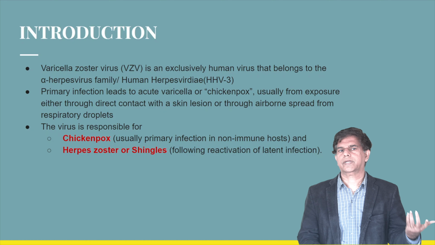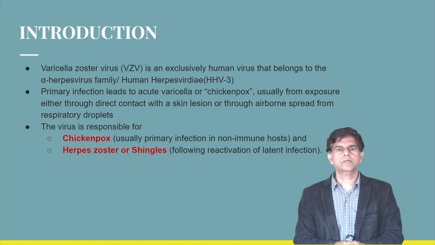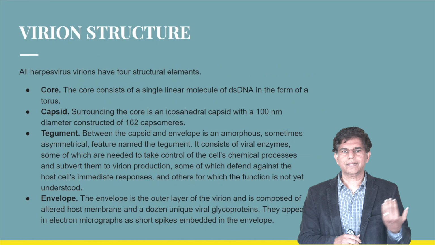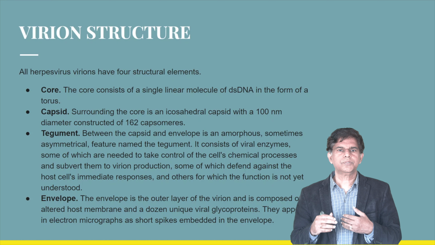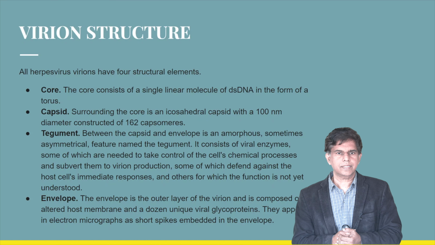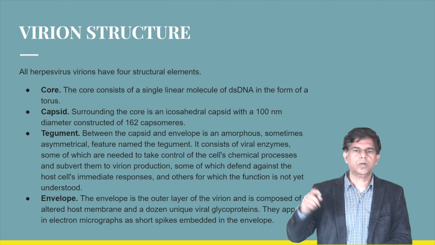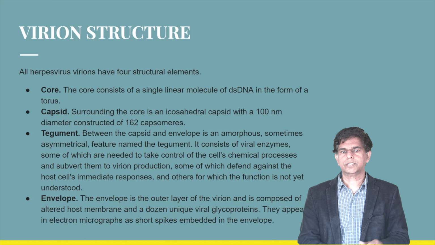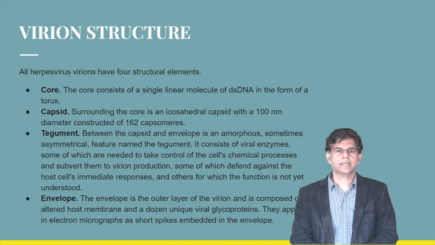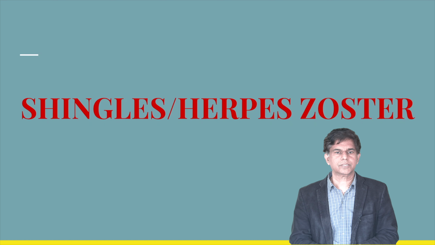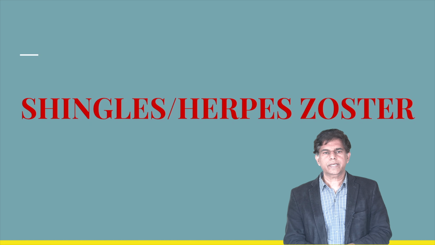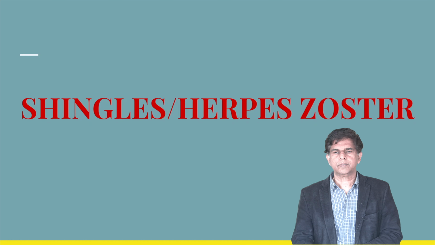And then if you look at the structure of the virus, you have the core, which consists of the dsDNA, a single linear molecule, then you have the capsid, and between the capsid and the envelope you have the tegument, and finally the envelope. It's the outer layer of the virion, composed of altered host membrane and unique viral glycoproteins, and they can appear as short spikes on the virus. So today we're just going to focus on shingles, or herpes zoster.